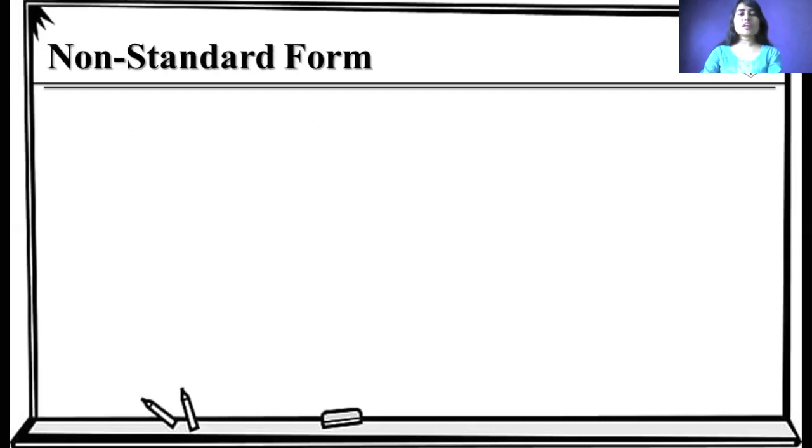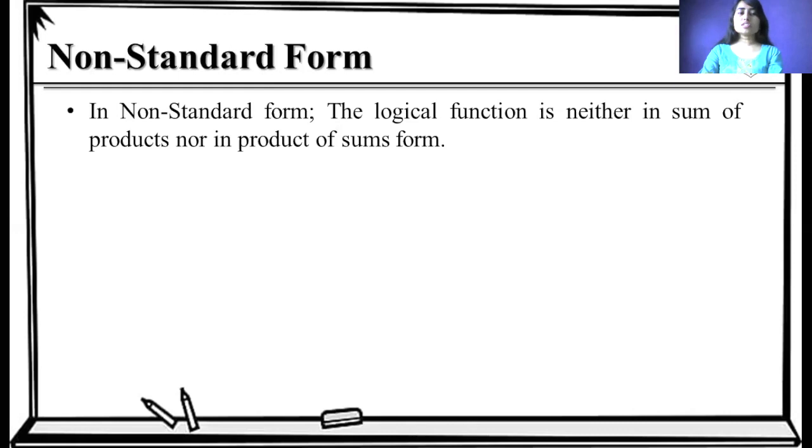Next, non-standard form. In a non-standard form, the logical function is neither in a sum of products nor in a product of sums form. For example, AB plus C(D plus E). So here neither is it a sum of products, nor is it a product of sums format. So this is how we can represent any logical function in non-standard format.